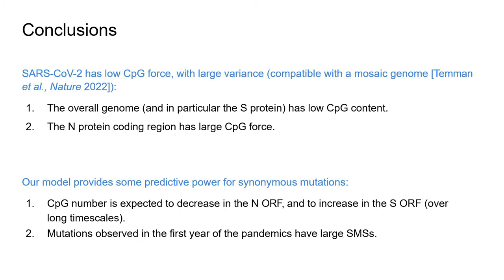And so yes, this was more or less what I wanted to tell you. The two main points are this large variance in the CpG force along the viral genome, which is nice because it's also compatible with the idea that the virus emerged as a recombination of other viruses, some of them more adapted to the human being, some of them less. And also I tried to explain that this framework borrowed from statistical mechanics can also be used to try to predict, at least up to a certain extent, synonymous mutations happening during viral evolution in contact with the host.